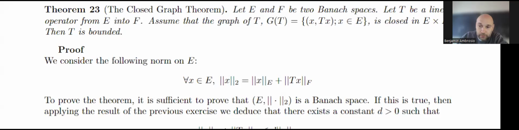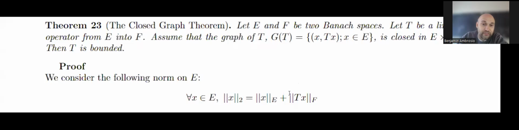So we define the following norm on E. This is called the graph norm. The norm 2 of x equals the norm of x in E plus the norm of T(x) in F. So you see that the norm of x in E is less than the norm 2 of x. So we have one side of the inequality.